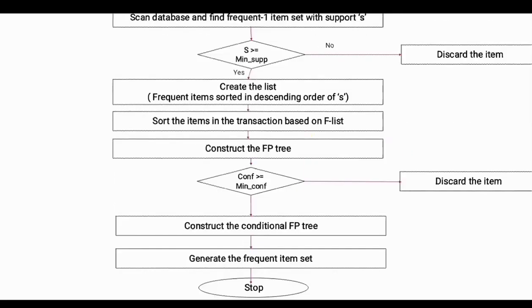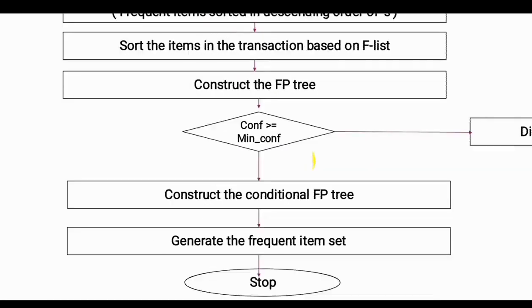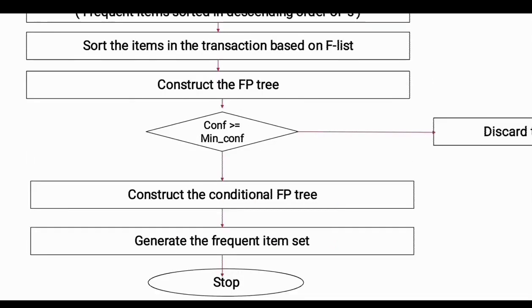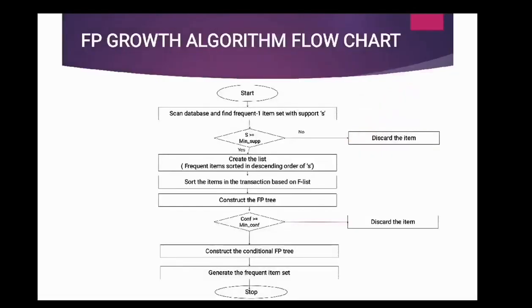Now construct the FP tree, and we give the minimum confidence, and this process is the same as the Apriori algorithm. If the item set is greater than the minimum confidence, we will continue the flow. If less than the minimum confidence, discard the items, and construct the conditional FP tree. Generate the frequent item sets. Stop.